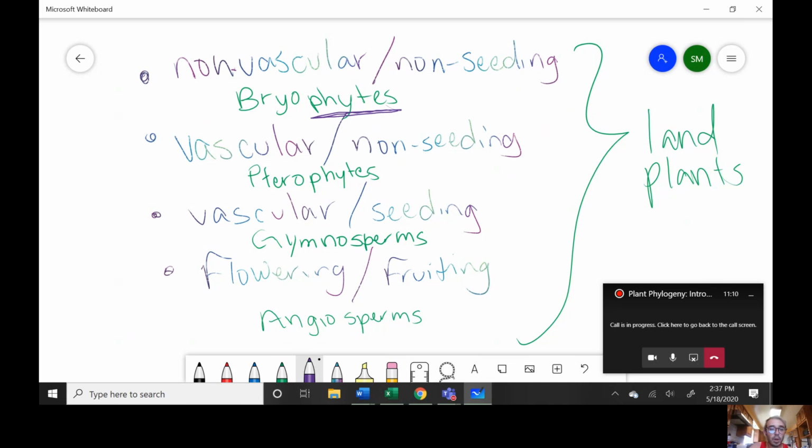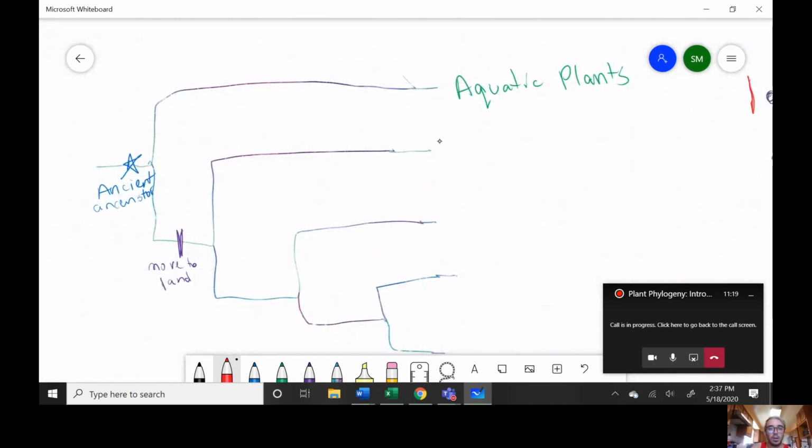So our first one to kind of evolve would be right here, these bryophytes, number one. Oh, I wrote it wrong. Bryophytes. Okay, cool. Those ones, those were around.